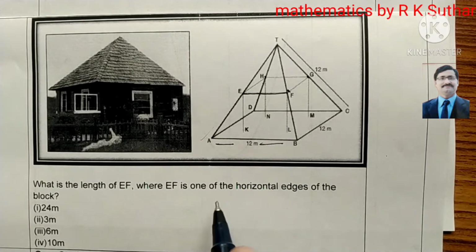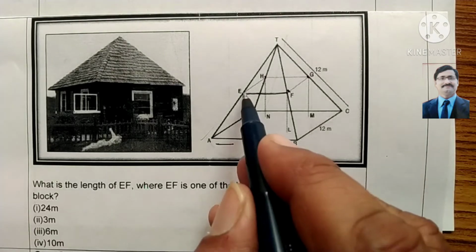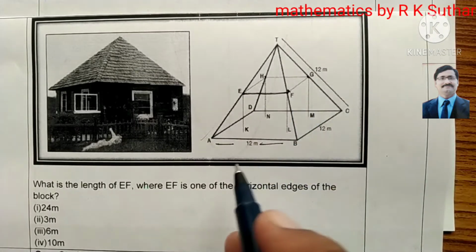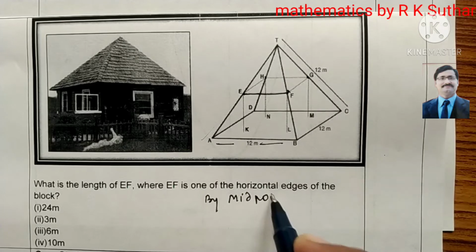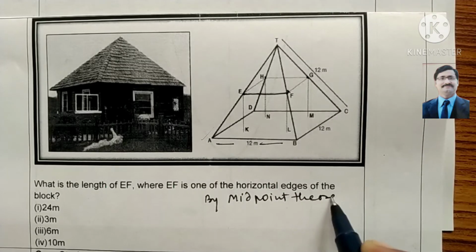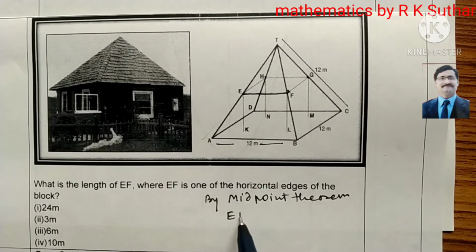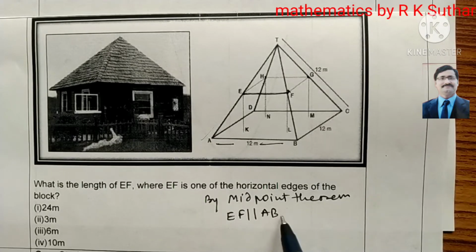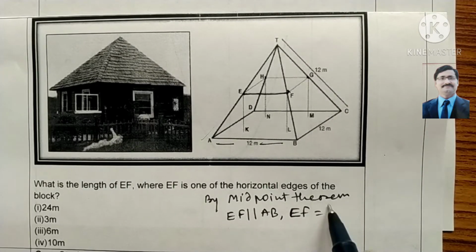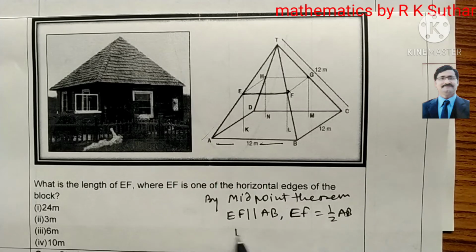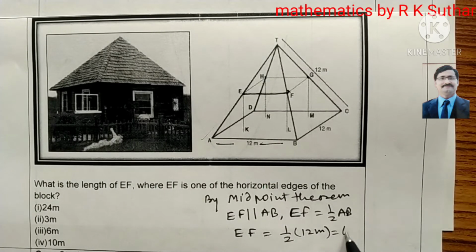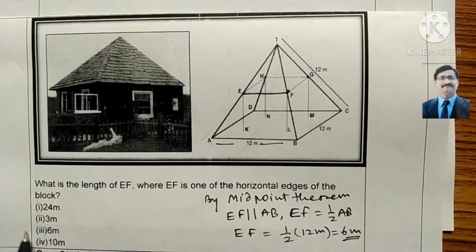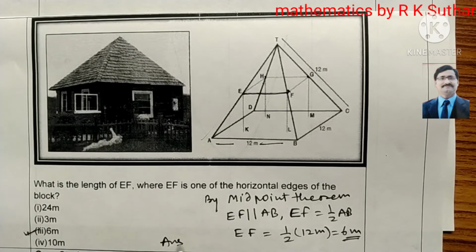So look here, we can write that E and F are midpoints. So by the midpoint theorem, we can write that EF is parallel to AB, and EF is half of AB. Okay, so we get here EF is half of AB. AB here is 12 meter, so half is 6 meter. So we get here 6 meter. This is the answer. Answer is here third. All of you understand this?